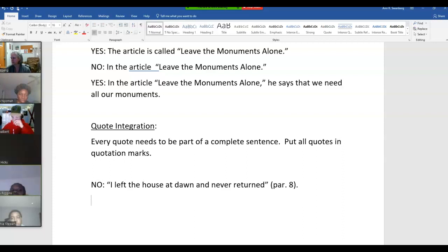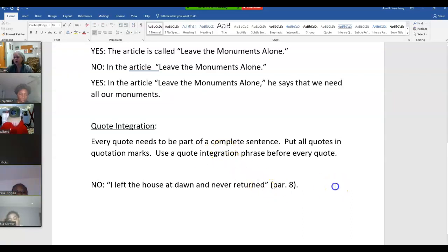You're not introducing what you're talking about? I'm not using that quote integration phrase, right? So we need to use a quote integration phrase before every quote.